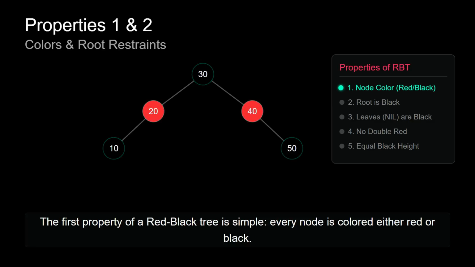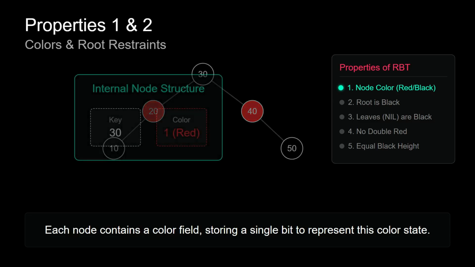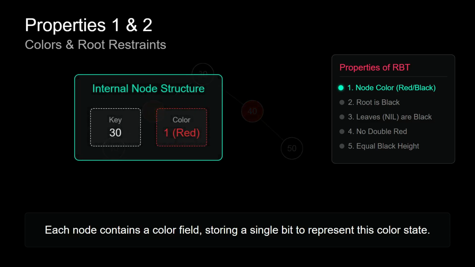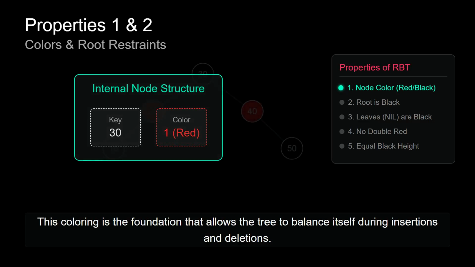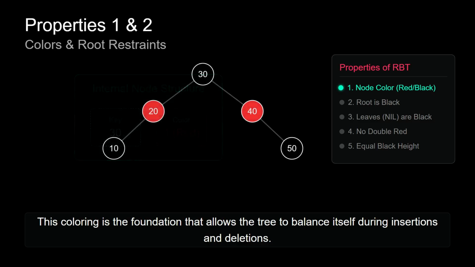The first property of a red-black tree is simple. Every node is colored either red or black. Each node contains a color field, storing a single bit to represent this color state. This coloring is the foundation that allows the tree to balance itself during insertions and deletions.